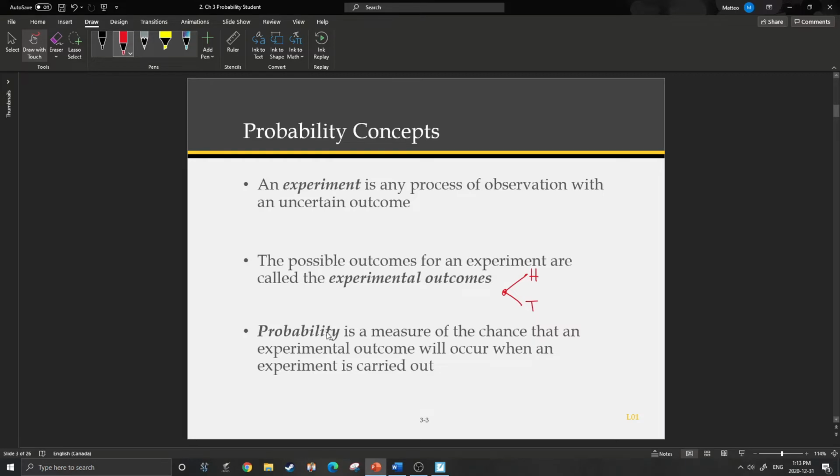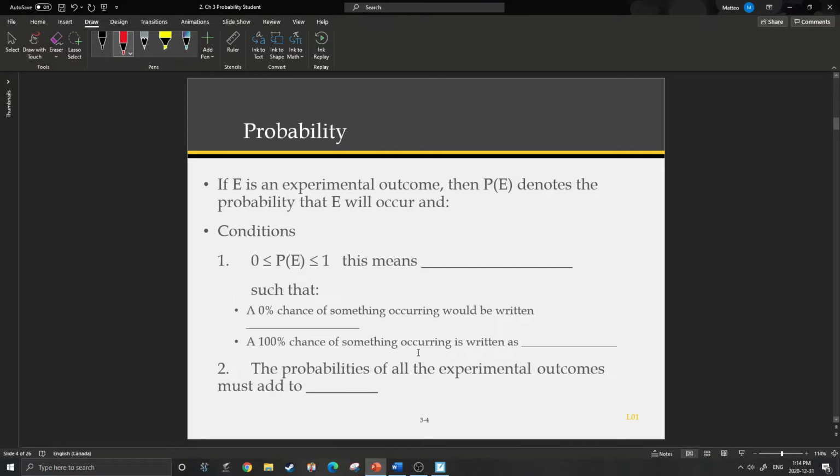Now, probability is a measure of the chance that an experimental outcome will occur when an experiment is carried out. Just imagine I flip my coin and I either get heads or tails. What would be the outcomes? Well, there's a 1/2 chance that it's heads and a 1/2 chance that it's tails. Why? Because there's only one way that it can be heads out of the two possibilities, heads or tails. There you have it. If only we could stop there.